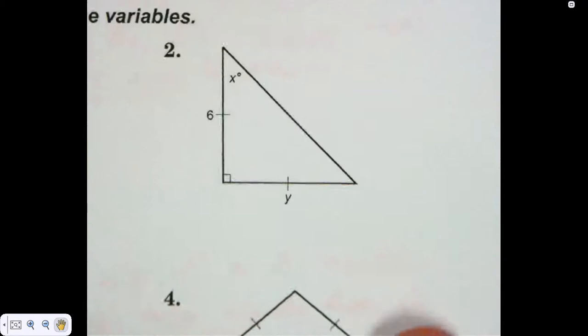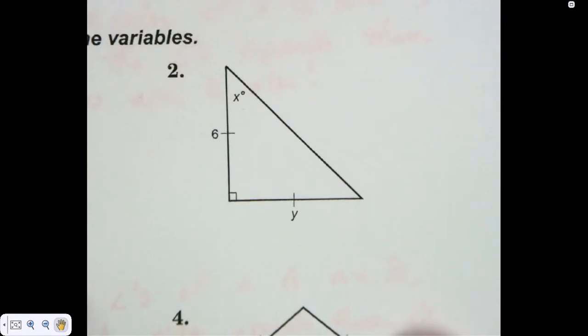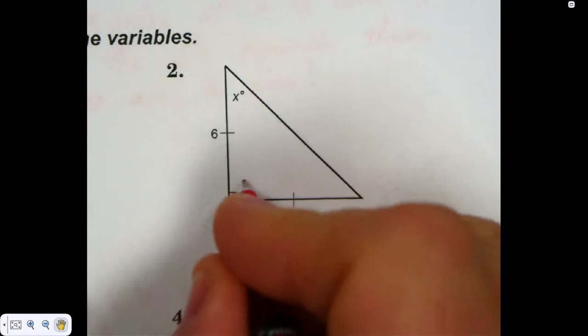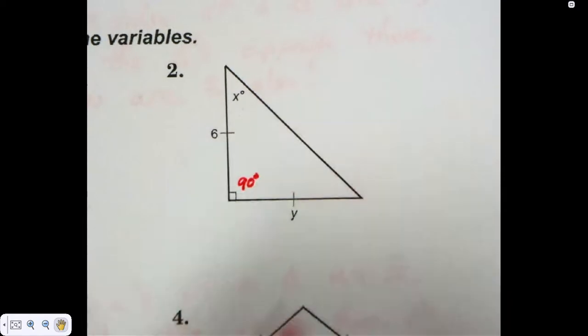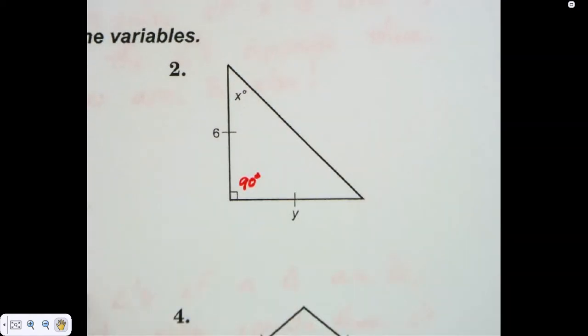Number 2. Anything significant about what we have here? It's a right angle here. Okay, so I know that's 90 degrees. Let's analyze what else we have. Well, what's this whole section about? Do we have an isosceles triangle?